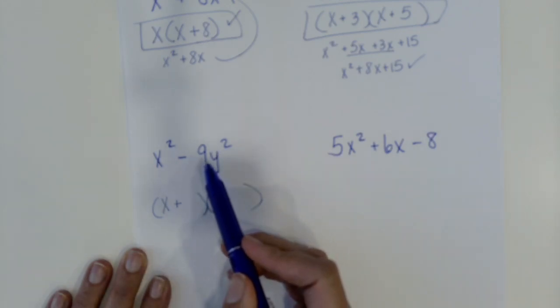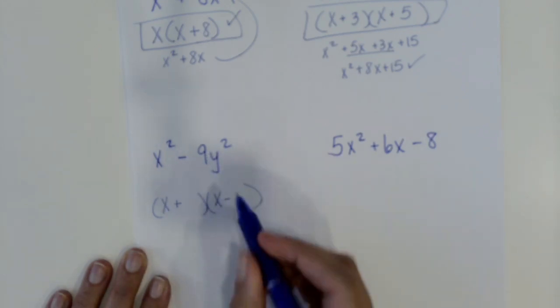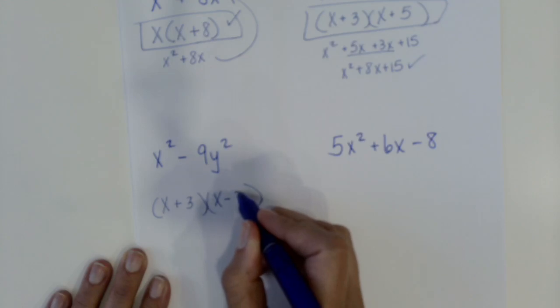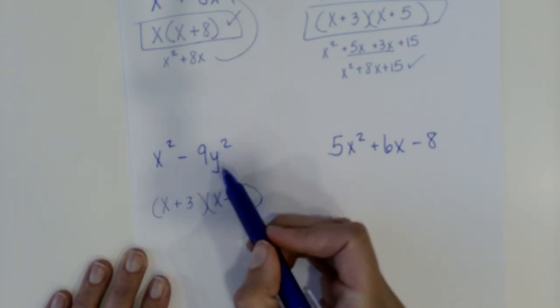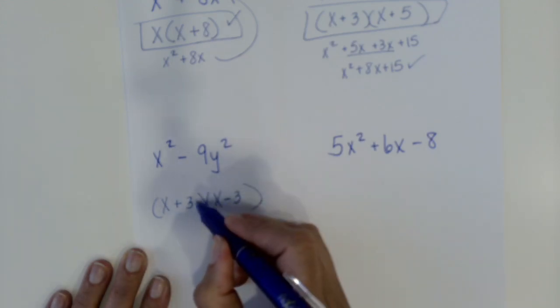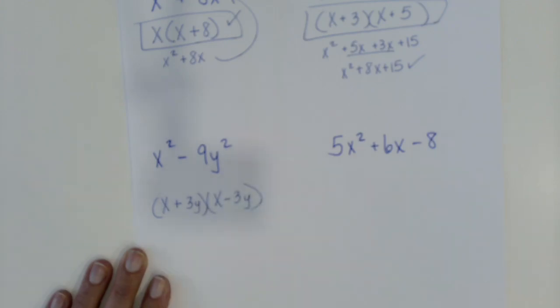We only have to deal with this 9, so 9 was 3 times 3. And it's connected to a y squared, and so y times y would also be y squared. Let's check our work, even though this is our factored answer.